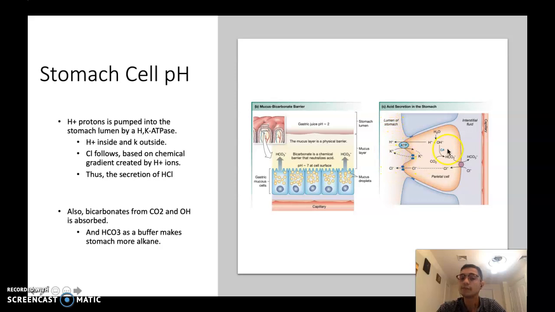We're also able to make HCO3 minus, which, as we see here, comes from water combining with protons or hydroxide, and then with CO2 it is able to make HCO3 minus, and that would act as a buffer in the system, having a higher pH, alkalizing the system.